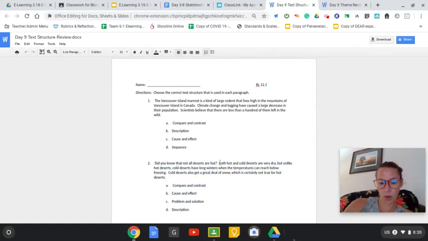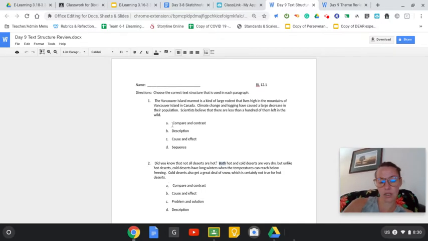Your keywords are right here, but unlike, you also have a both. So both of them are very dry. That would go in the middle of my circles. And then on the outside, I would have that cold deserts have long winters, whereas I guess the hot deserts have short winters. And then obviously the temperatures are very different. So that one would be A.